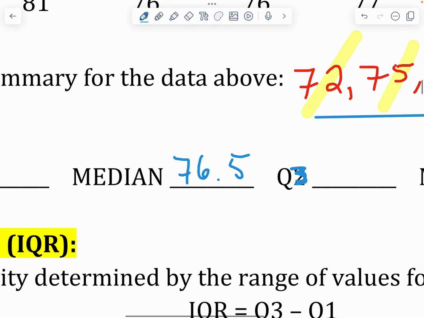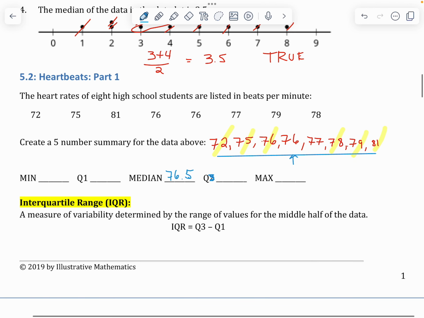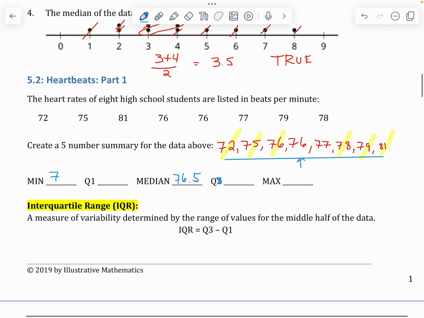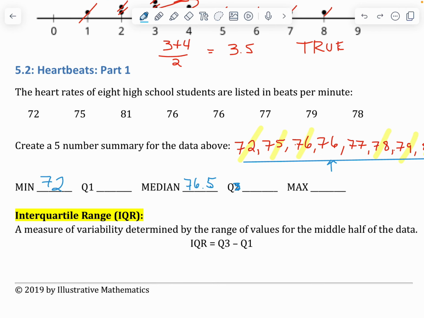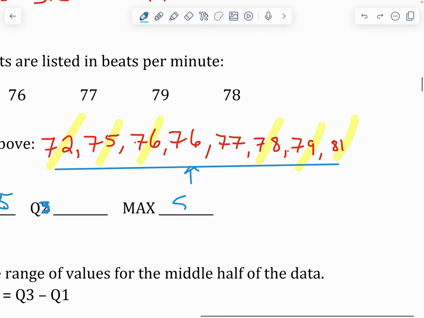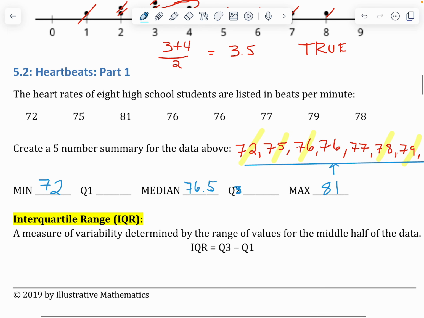You remember how to find min and max, or should. Min is always going to be the smallest number, which up here may be hard to find because it's not written in the correct order. So always make sure to write it in the correct order when we're summarizing the data. Then the max is 81 after I rewrote it. So now we've got 3 of the 5 summary points.